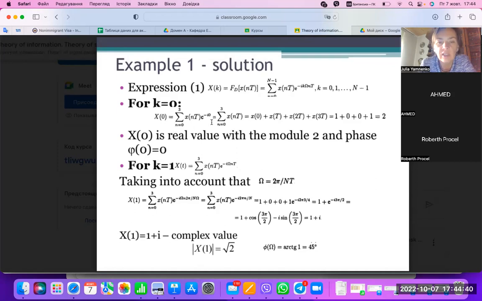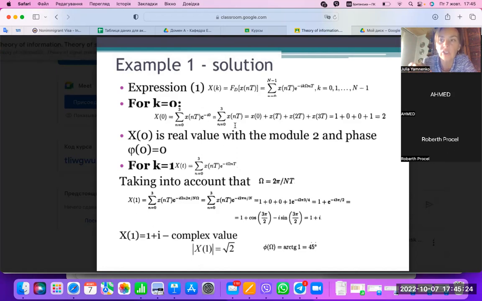It's not so difficult. It's just a very simple mathematical solution. And for example, for k equal to 0, we will obtain a sum. And under the sum, we have x from nT multiplied by exponent to the power minus j multiplied by 0. Why multiplied by 0? Because k equal to 0 and k is present in the power of the exponent. So any number to the power 0 is just 1. You should remember this.